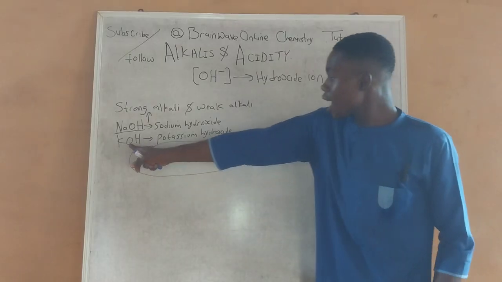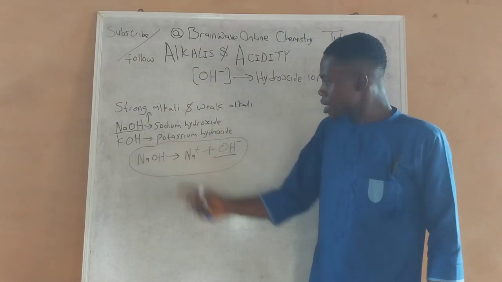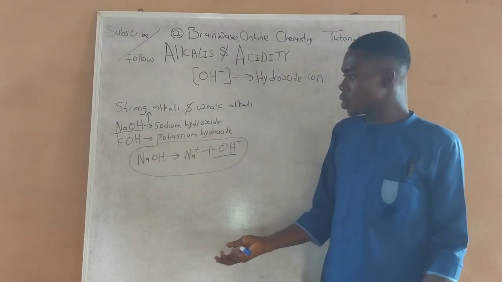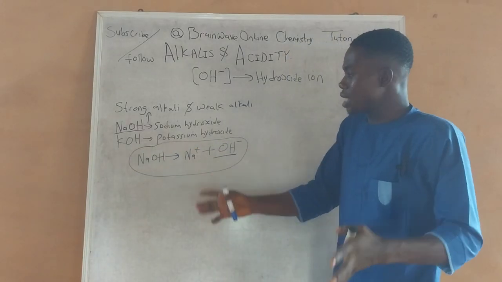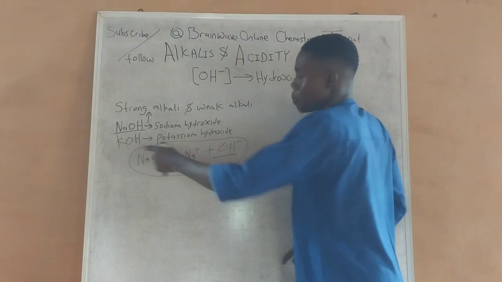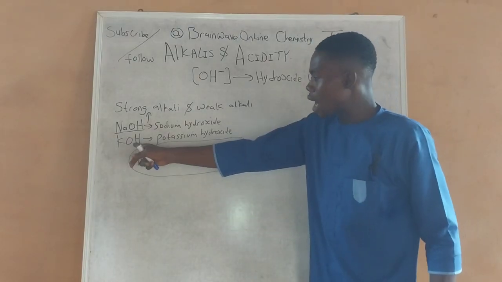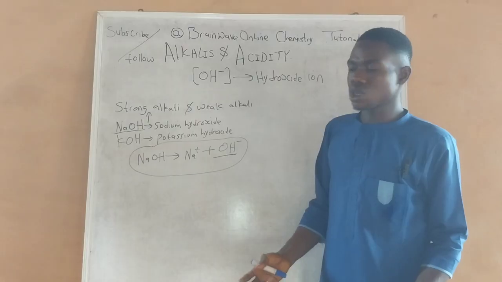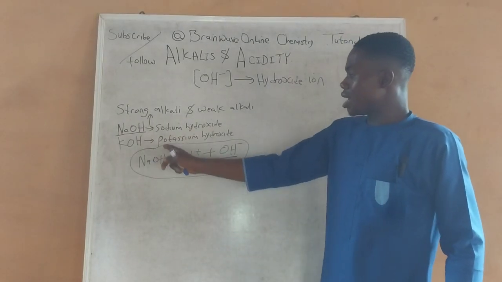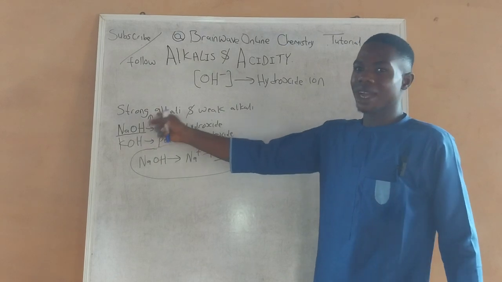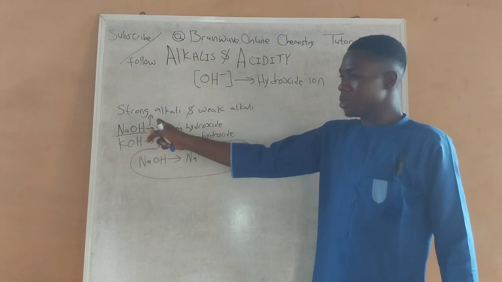So the same thing happens to potassium hydroxide. If you break it down, that is, if we ionize or dissolve it in solution, you get the potassium ion alongside the hydroxide ion. So don't forget that sodium hydroxide and potassium hydroxide are some of the examples of strong alkaline. Please don't mix this up.